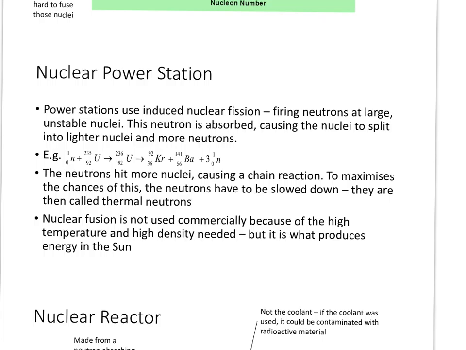Power stations use induced nuclear fission, which is firing neutrons at large, stable nuclei, usually uranium-235, which absorbs the neutron, causing the nucleus to split into lighter nuclei and more neutrons. An example of an induced fission reaction is here, involving uranium-235, which absorbs the neutron, turning into uranium-236, which then splits into its products and more neutrons. The neutrons hit more nuclei, which causes a chain reaction. To maximize the chance of this, the neutrons have to be slowed down, which are called thermal neutrons.